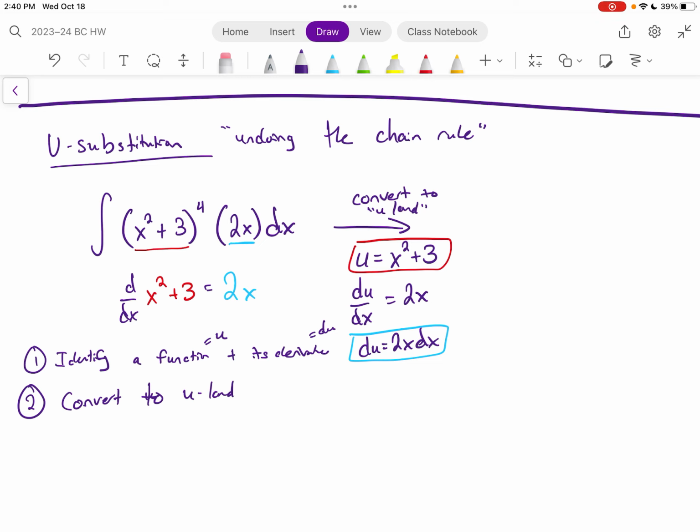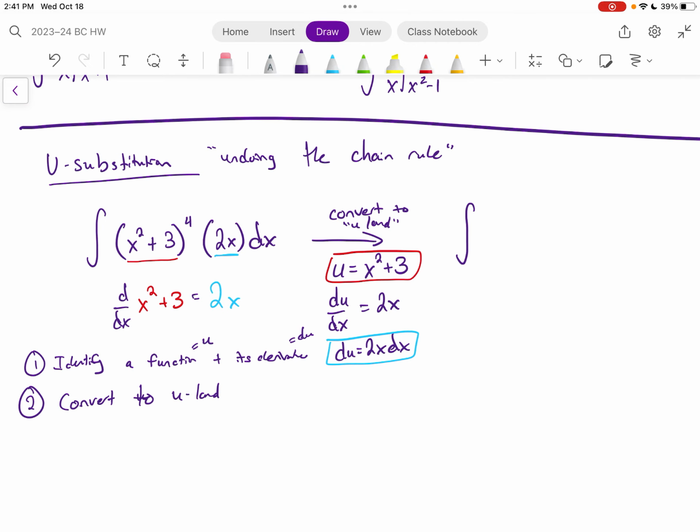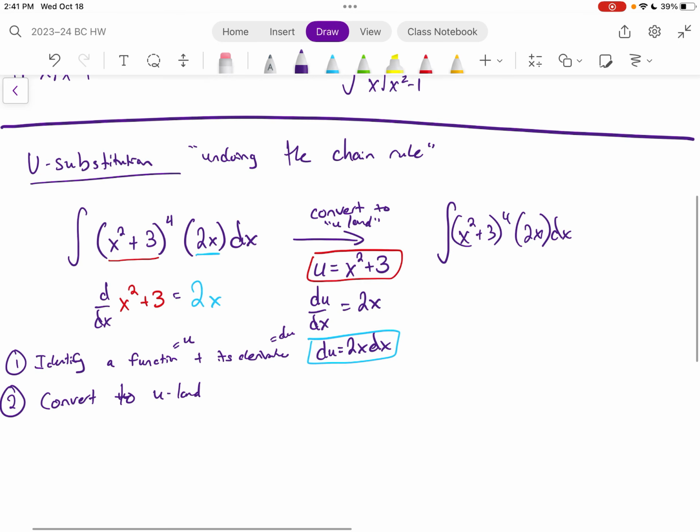Okay, and so what I mean by that is let's rewrite this integral with respect to u. So I have here the integral of (x squared plus 3) to the fourth. We'll zoom out a little so we can actually rewrite it. Might be a little cramped for space here. Okay, and this thing equals, well, x squared plus 3, that's just u. So this is going to be equal to u to the fourth. And this 2x, that's this red guy. And then this 2x dx, well, that's what we said du was. So I can rewrite this whole thing as du.